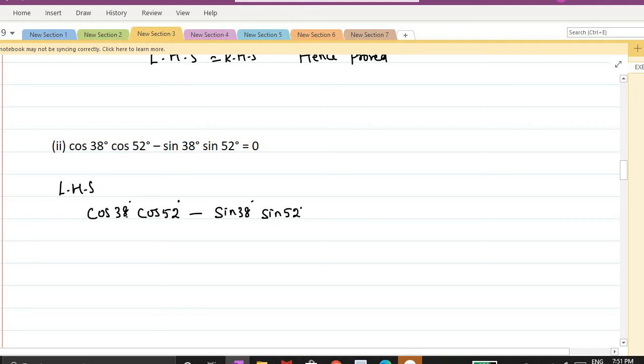So here this cos 38 degree I am going to convert into a complementary angle. So cos theta equal to sin of 90 minus theta. So here sin of 90 minus theta, where theta is 38. This one I didn't change anything, so cos 52 minus. Here sin theta, that is sin 38.